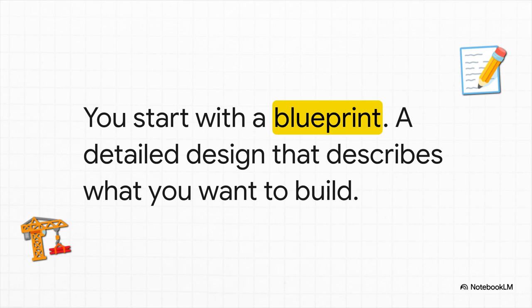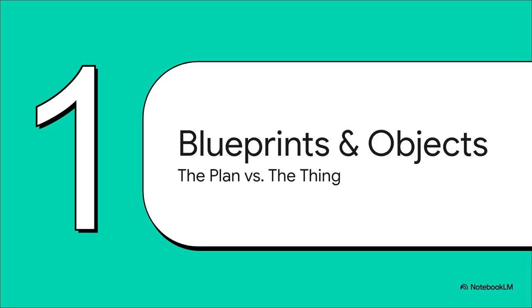Simple as that. You wouldn't try to build a house without one, and building software is really no different. You need a detailed plan, a design that describes exactly what you want to build. And this one core idea, it's the key to absolutely everything we're about to talk about. First up, blueprints and real objects. We've got to get our heads around the crucial difference between the plan and the thing itself.